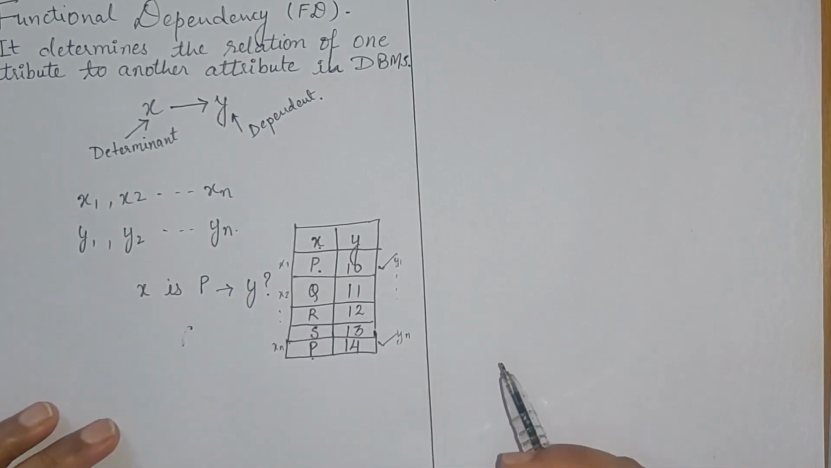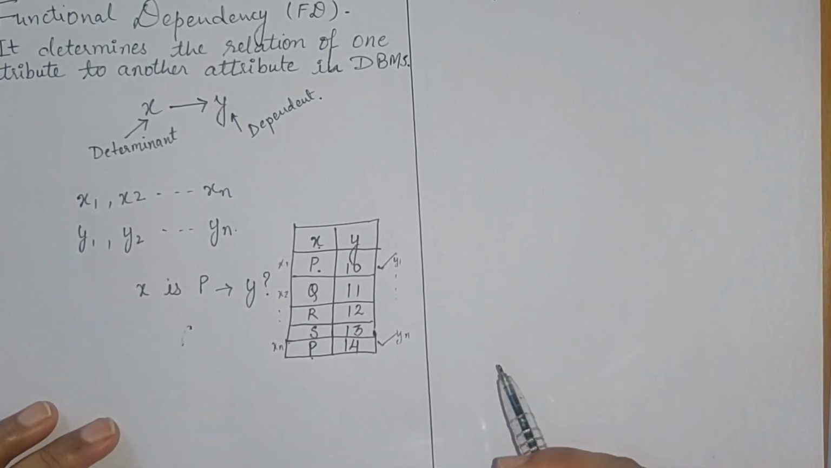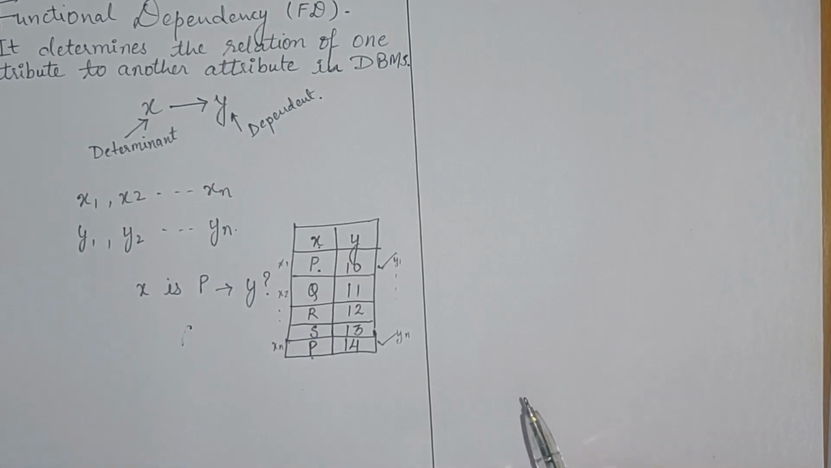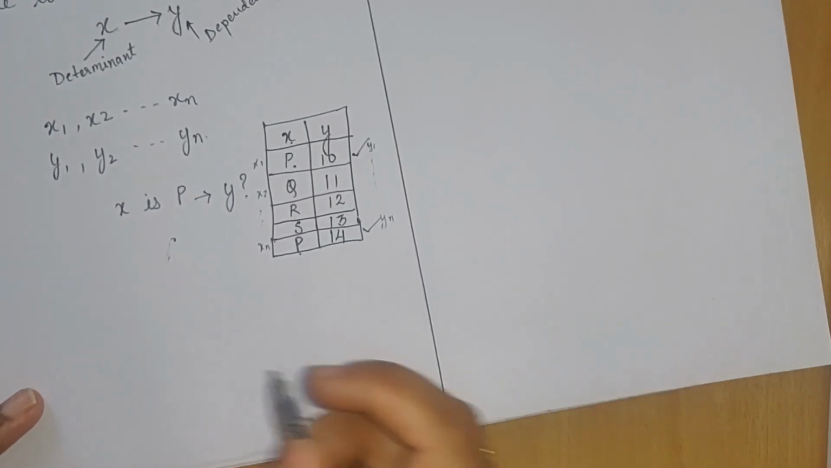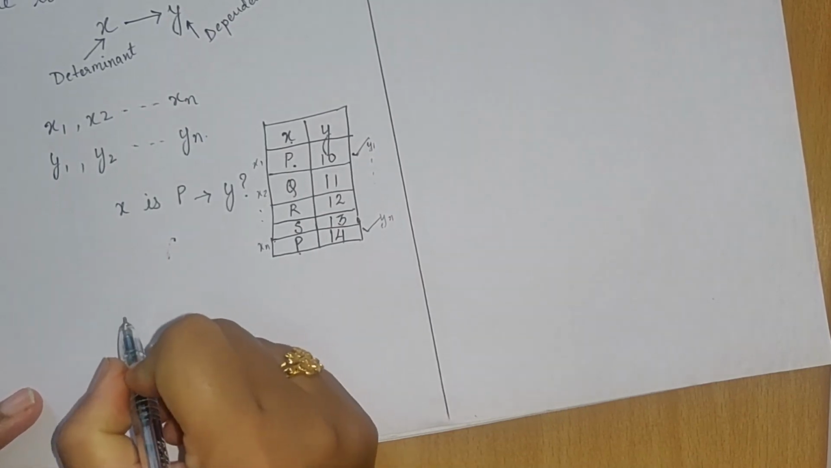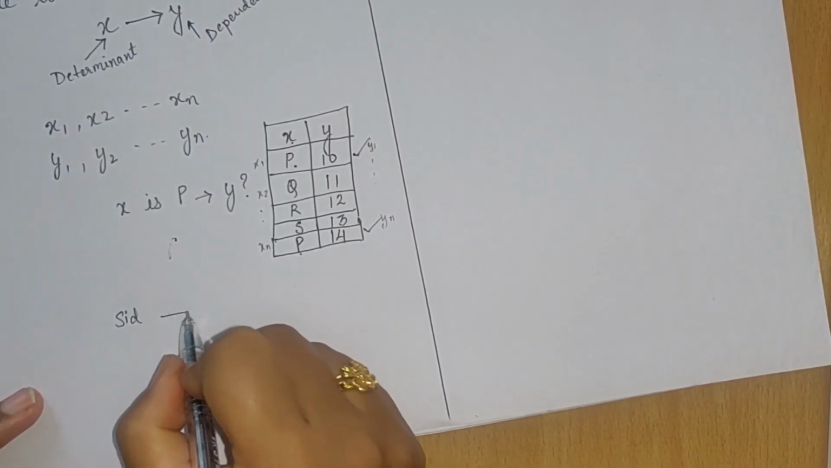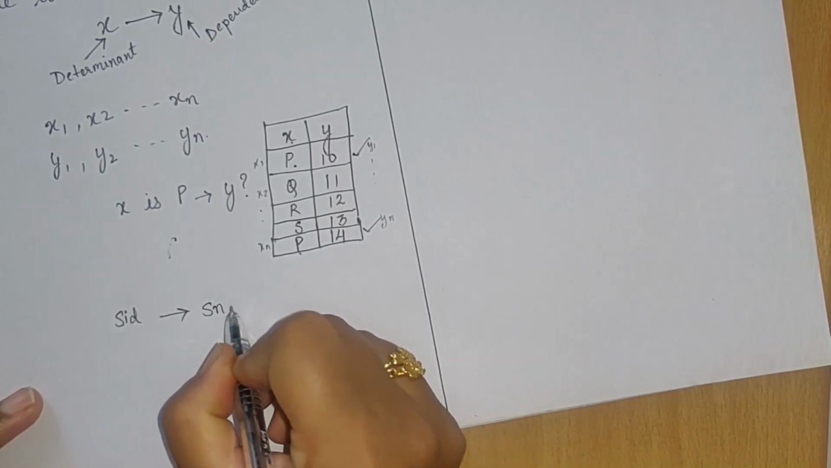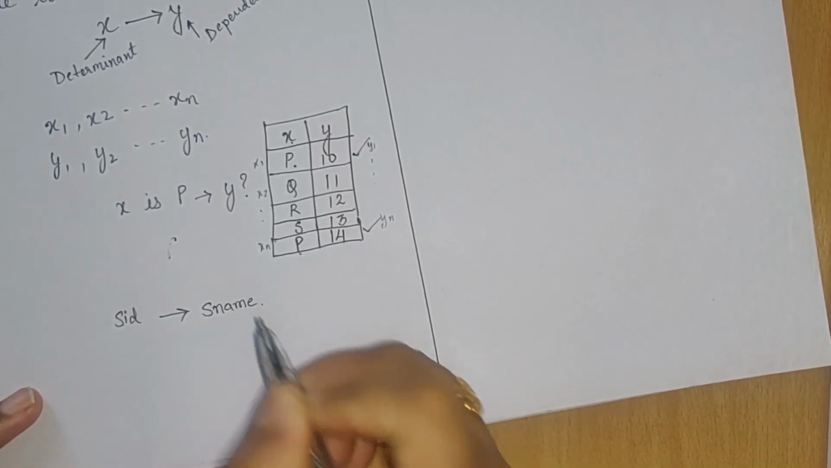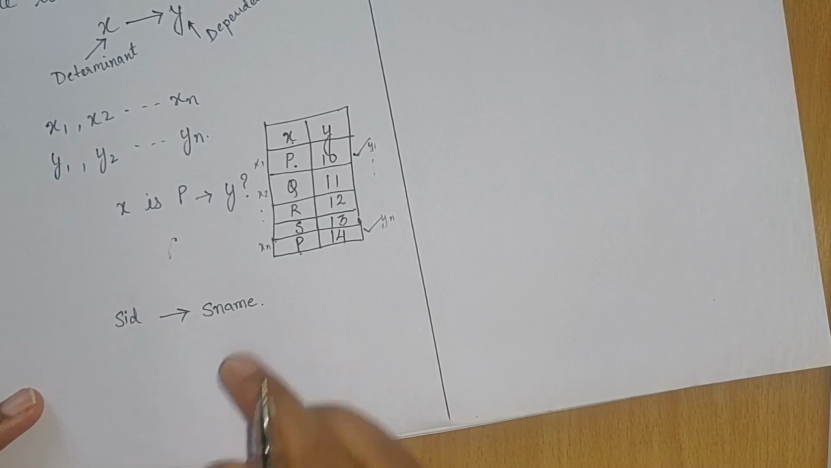Otherwise, your functional dependency is not holding. Fine. Now, understand this with a simple example. I hope the concept will be clear. Let us suppose there is a functional dependency: if I have a student ID, I can tell the student name. Okay, no problem. If I have a student ID, I can easily tell the student name.